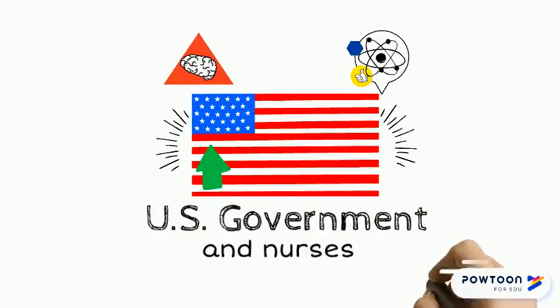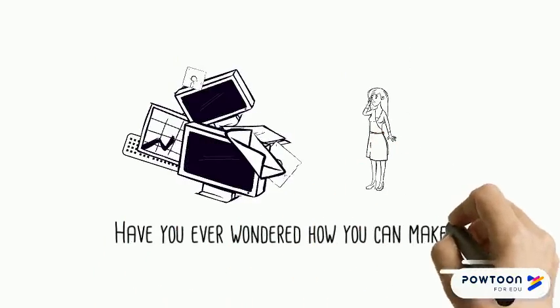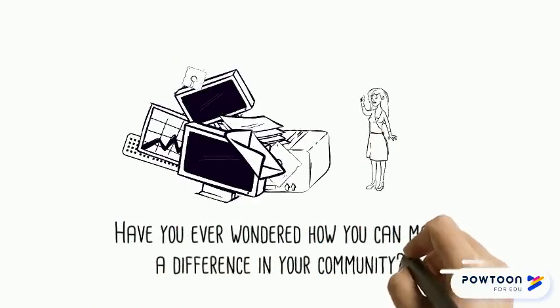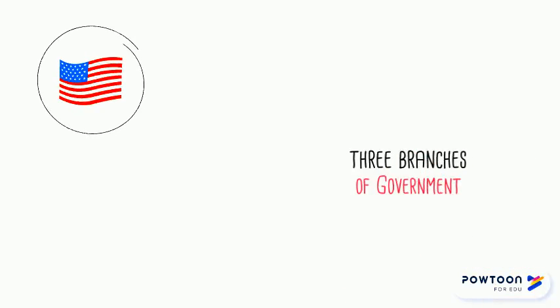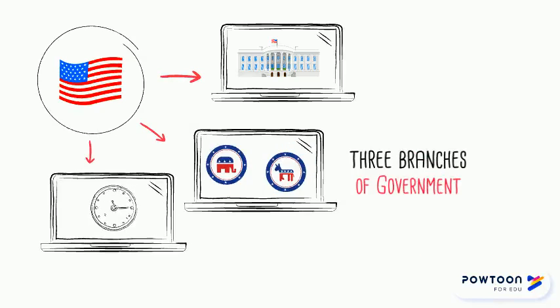The government is a set of rules and regulations set up so a large group of people can function as a society. The United States government is broken into three branches: the executive branch, the legislative branch, and the judicial branch.